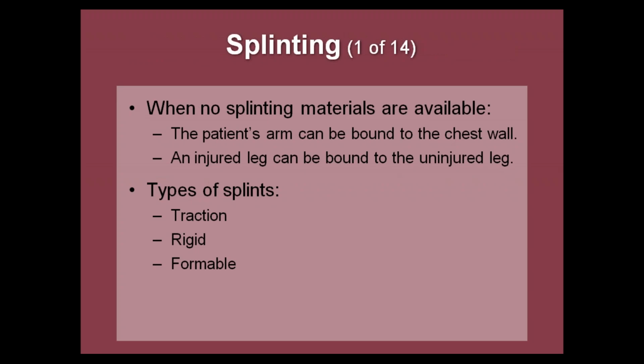Splinting. When no splinting materials are available, use the patient's own arm. They're going to be holding it a lot of the time anyways. And then that arm can be bound to the chest. An injured leg can be bound to the uninjured leg.